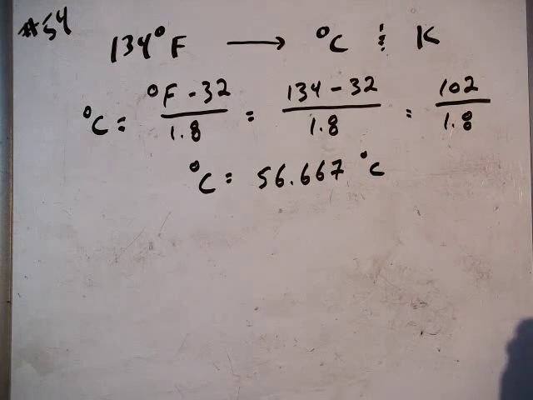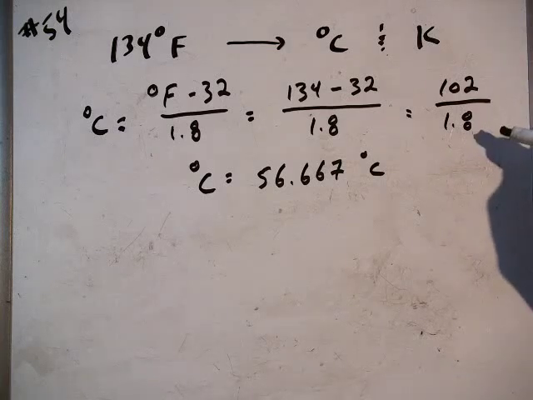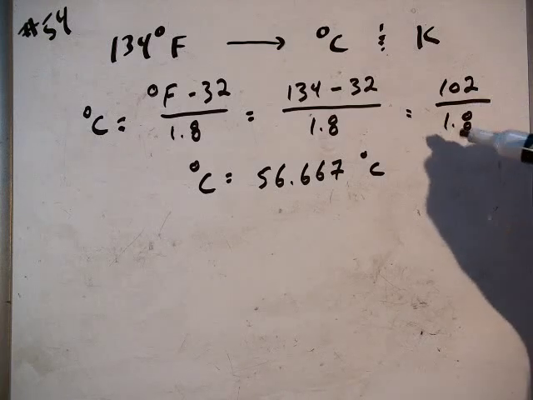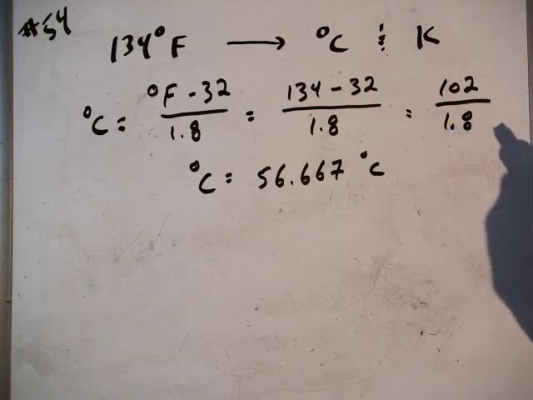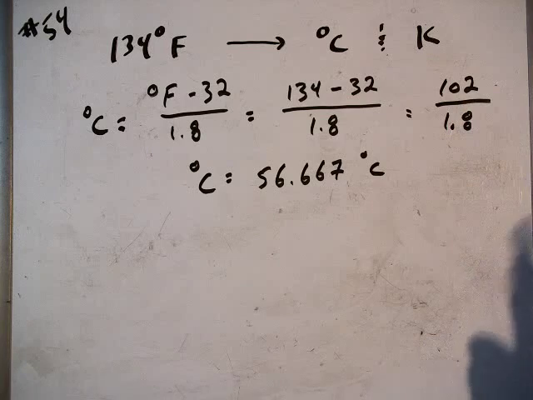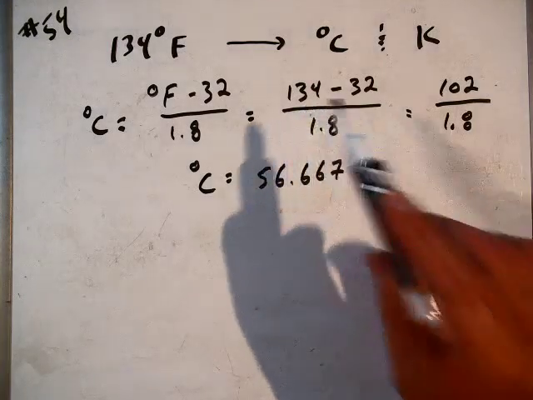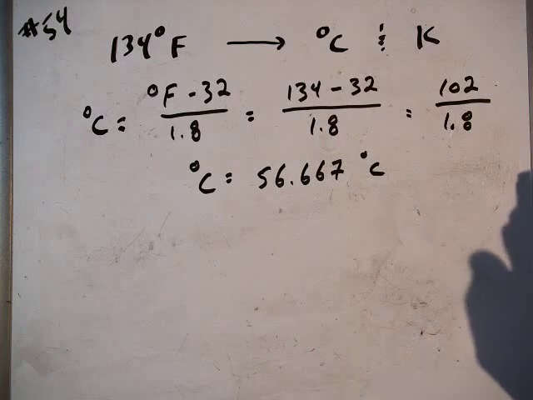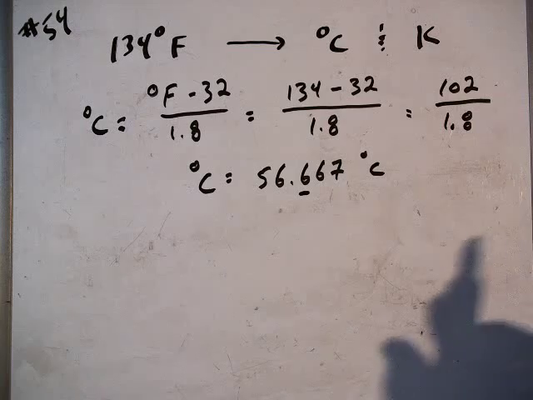If we're concerned about significant figures, then we have to go to the division that we did here, taking 102 over 1.8. Now the 1.8 is an absolute number, so that is not going to affect the number of significant figures, but the 102 is based on a measurement. It's based on the measurement of 134 degrees Fahrenheit. So that means we should have our value listed to 3 significant figures.